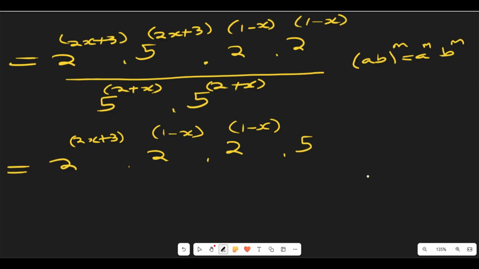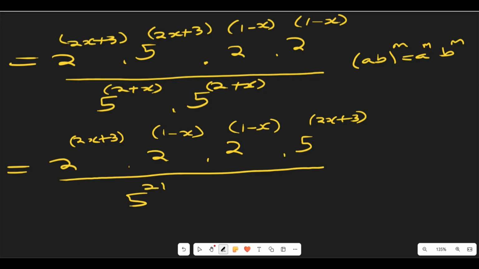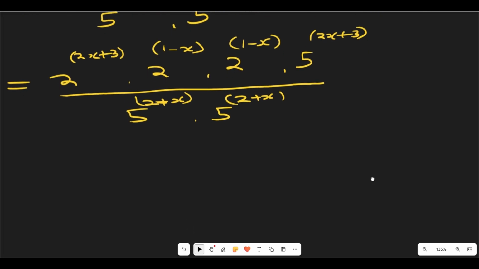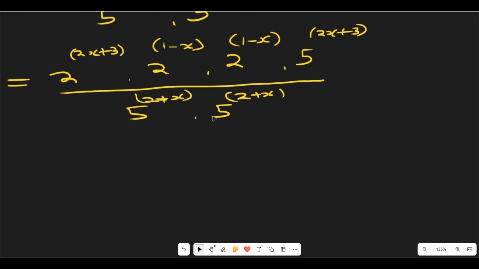So we say multiplied by 5. You say the index of 5 is what? Is 2x plus 3. This is just collecting like terms. There's no rule for this. So it's going to be 5 raised to the power 2 plus x, multiplied by 5 to the power 2 plus x. Obviously with experience you'll be faster, but at the moment just be patient and allow it to take time.